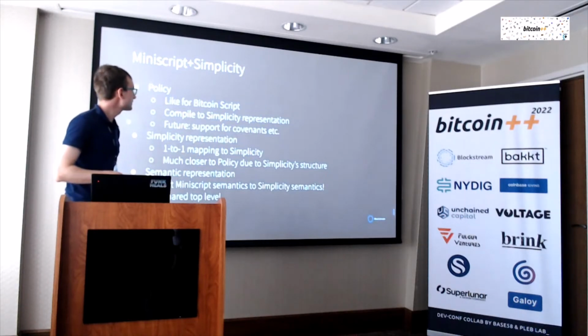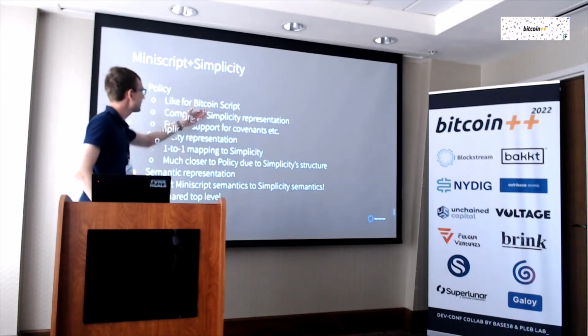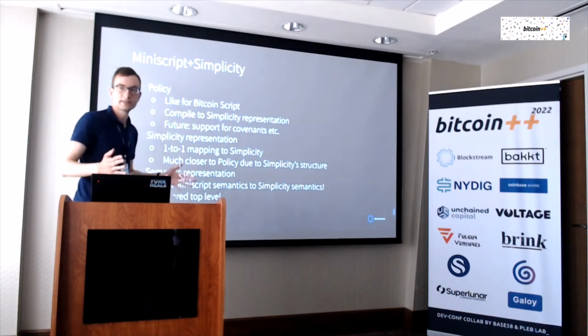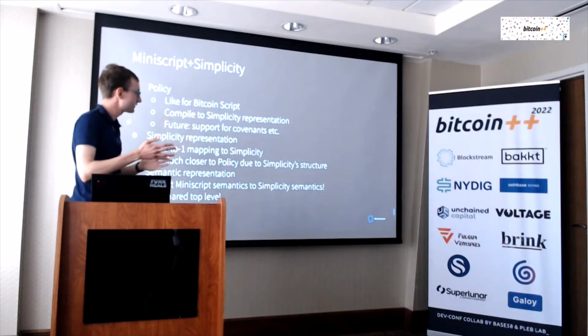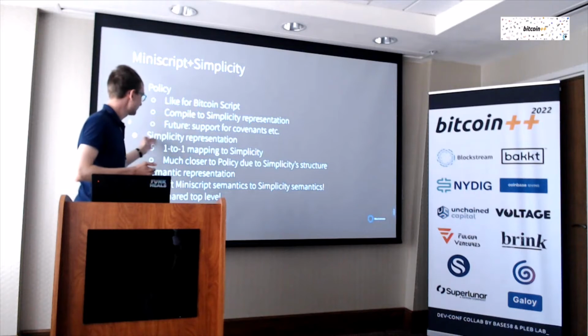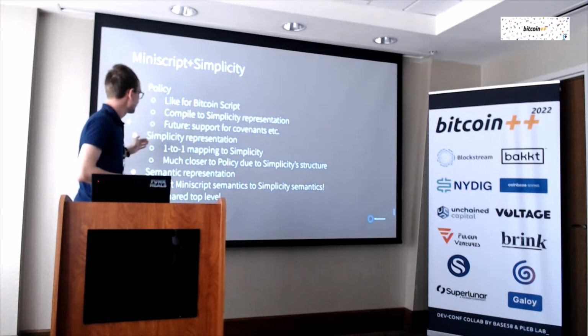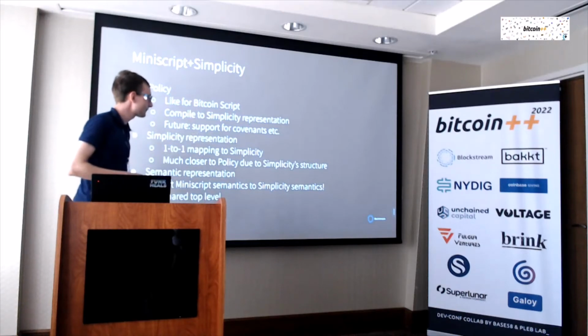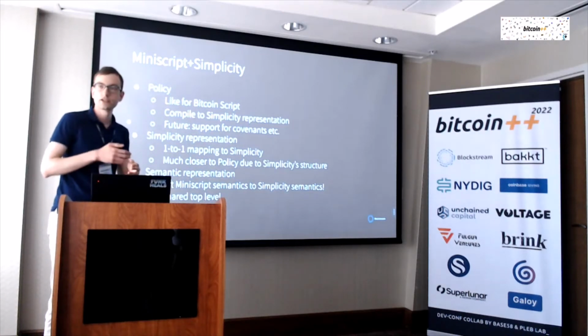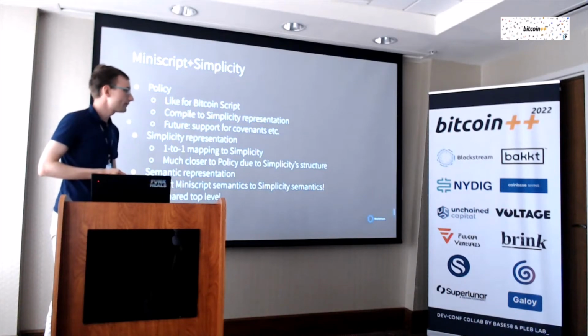And now simplicity extends that. So the policy is very similar. It's like for Bitcoin script, but instead of compiling to Bitcoin script, we compile to simplicity. We use the same front end, and we replace the backend. And the simplicity representation is a one-to-one mapping to simplicity, but it's much closer to the policy. It's much more natural to compile this policy to simplicity representation, because simplicity's structure matches that of Miniscript, while Bitcoin script doesn't.